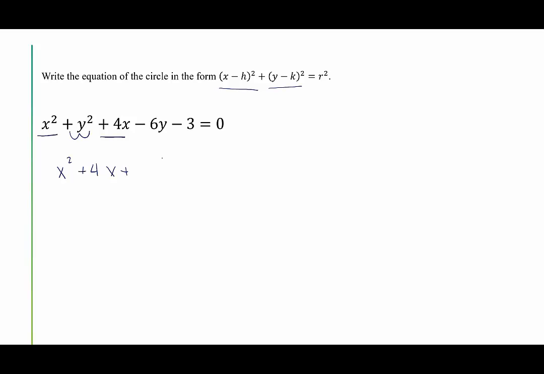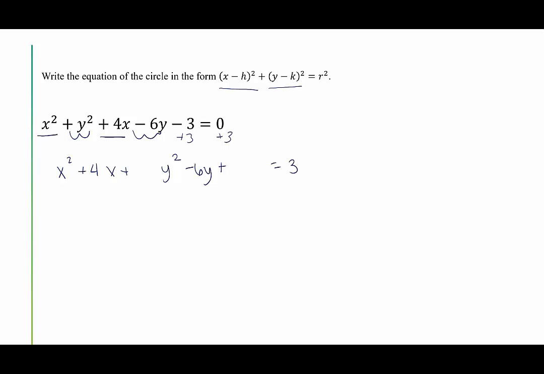And now I'm going to do the same thing with my y². So I have y² and minus 6y. And I'm going to leave a space here. I know I'm going to add something. I just don't know what yet. And I'm going to add 3 to both sides just to move that 3 to the right-hand side. That is an optional step, but I just wanted to take the form of the standard formula because I can. Okay, so now we have x² + 4x + something.